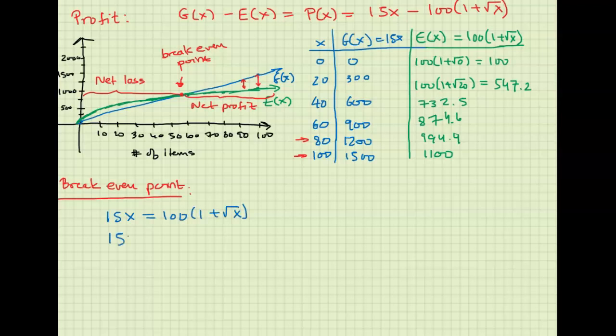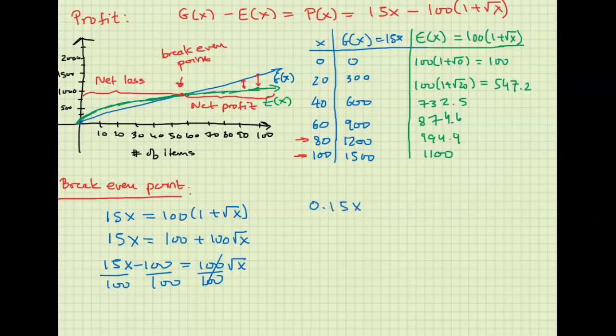All right, so let's do that. We have 15x equals 100 plus 100 square root of x. 15x minus 100 equals 100 square root of x. Let's divide everything by 100. You don't have to, but it makes it a little bit nicer. So 15 divided by 100 is 0.15. 0.15x minus 1 equals square root of x. With a square root equation, you want to square both sides to get rid of the square root. You have to FOIL this because it's two terms.